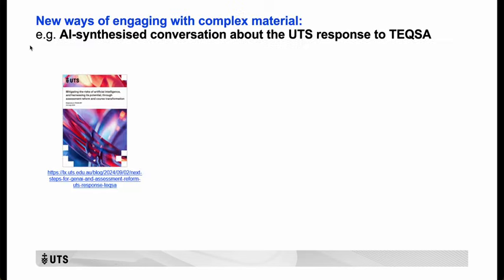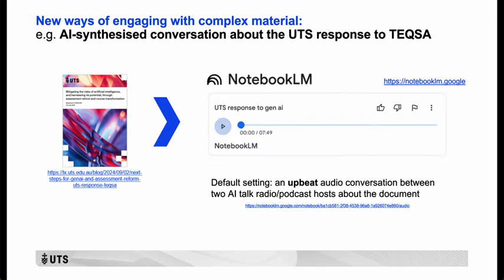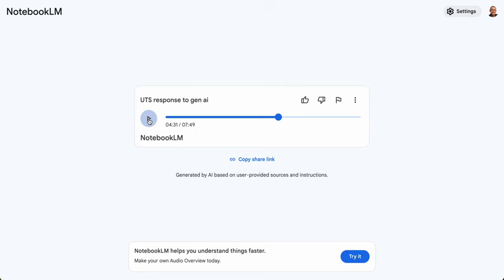Okay, let's move on. Let's look at something that's recently come out from Google. This is a way of generating a synthesized conversation about whatever material you point it to. So let's point it to the UTS response to Texa's request for information, which you will all have read, no doubt. This is a large document, and we can now generate a custom conversation about this material. Let's just have a quick listen.